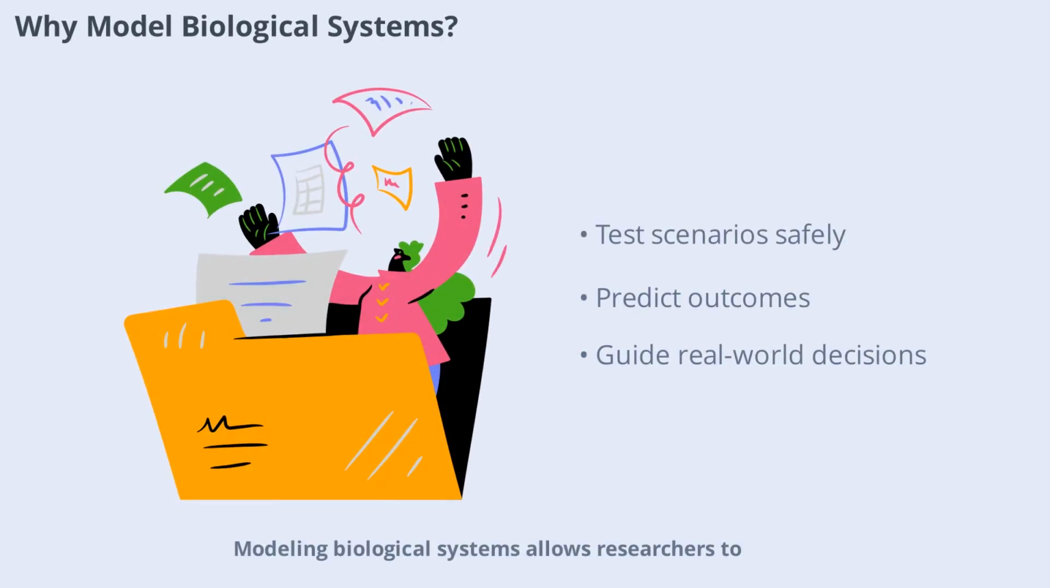Modeling biological systems allows researchers to explore scenarios that might be difficult, expensive, or even impossible to test in real life. For example, predicting the spread of a virus in a population or understanding how a gene mutation affects an organism. Models can reveal hidden patterns, suggest new experiments, and guide decision-making in fields like medicine, agriculture, and conservation. By simulating different conditions, scientists can anticipate outcomes and develop strategies to address real-world challenges.